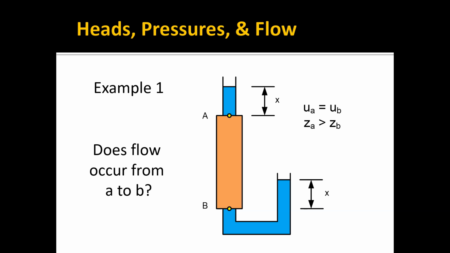And A, the elevation of A, which we'll designate with ZA, is higher, is above or greater than the elevation of point B. So the question is, does water flow from point A to point B through the soil? Now the pressure at both point A and B is the same. So if the pressure is the same, why would water flow from point A to point B? That's an interesting question.